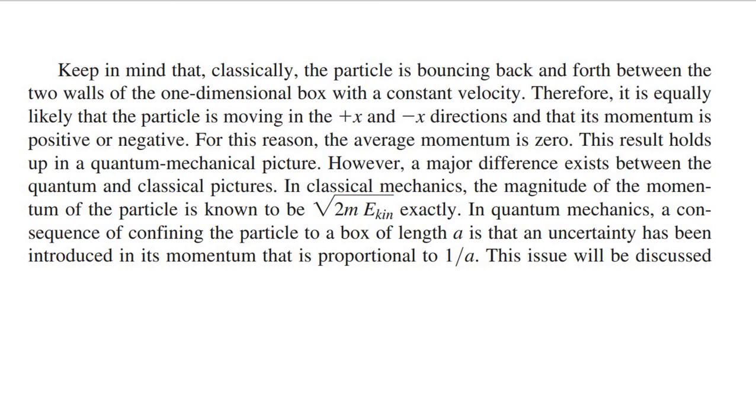This result holds up in a quantum mechanical picture. However, a major difference exists between the quantum and classical pictures. In classical mechanics, the magnitude of the momentum of the particle is known to be root over 2m E_kin exactly. In quantum mechanics, a consequence of confining the particle to a box of length a is that an uncertainty has been introduced in its momentum that is proportional to 1 by a. This issue will be discussed.